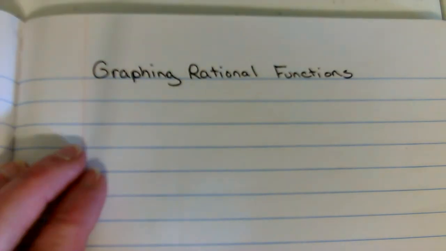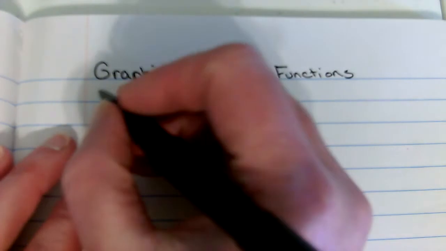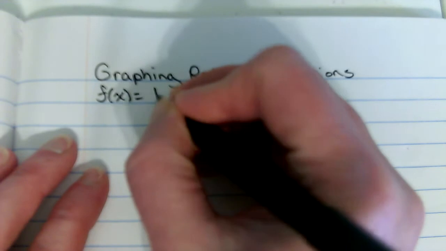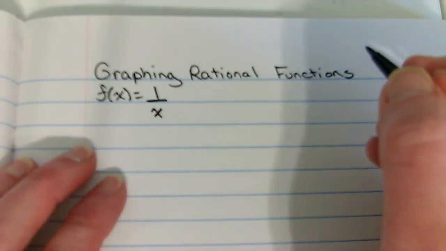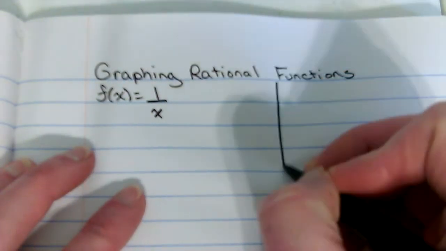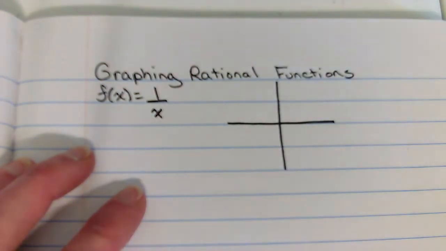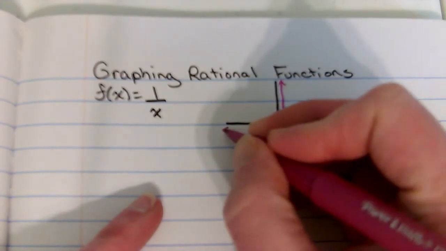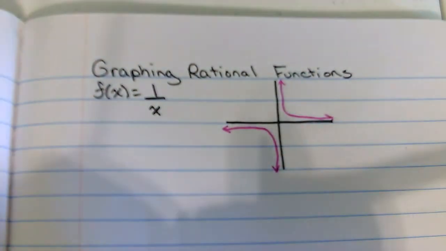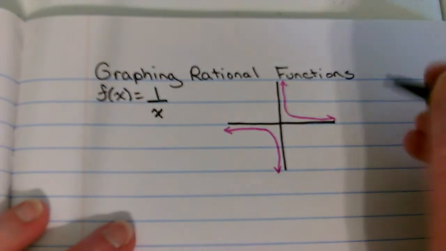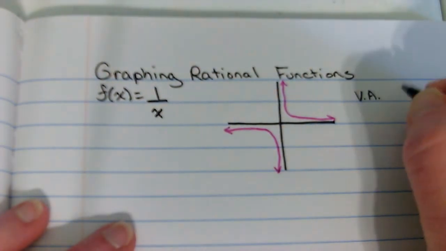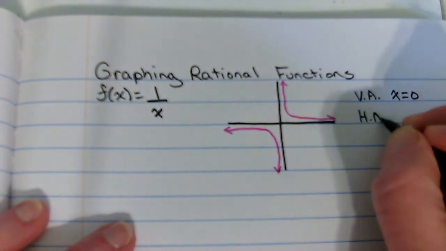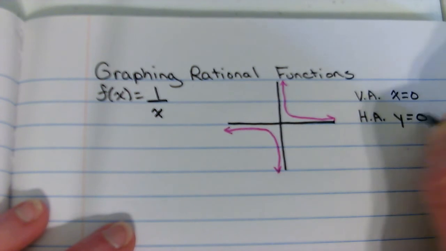Now we're going to be looking at graphing rational functions. So I just want to remind you of what f of x equals 1 over x looked like. And we looked at that one on Desmos. It was a function that had a swoop and a swoop. This one had a vertical asymptote at x equals 0. It also had a horizontal asymptote at y equals 0.